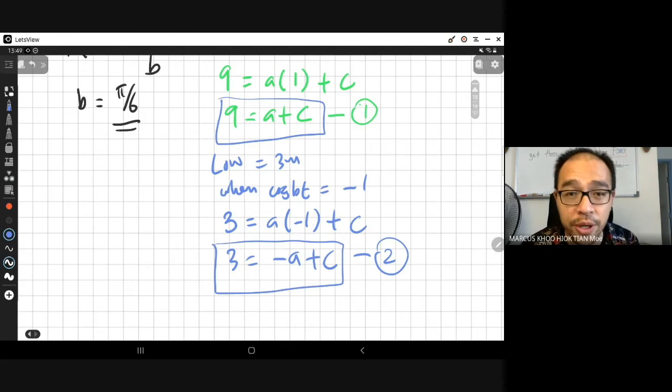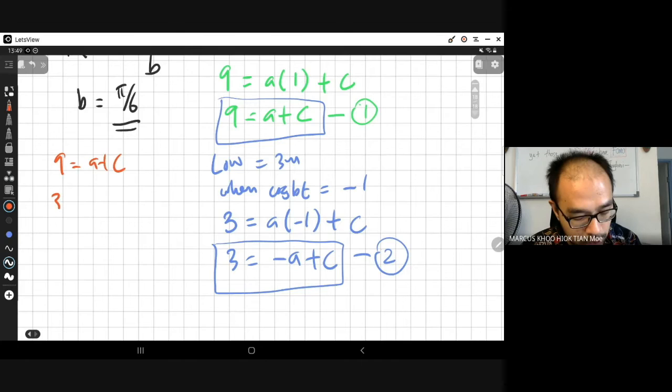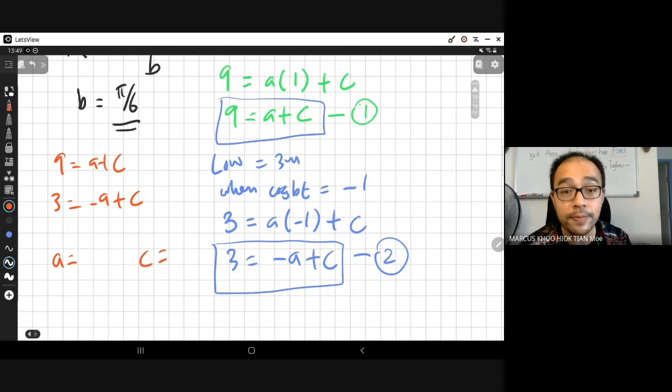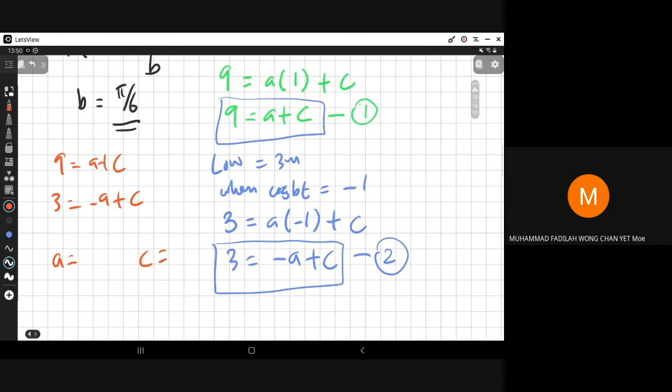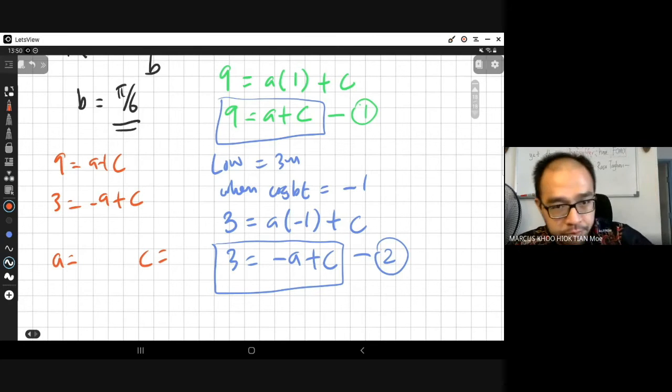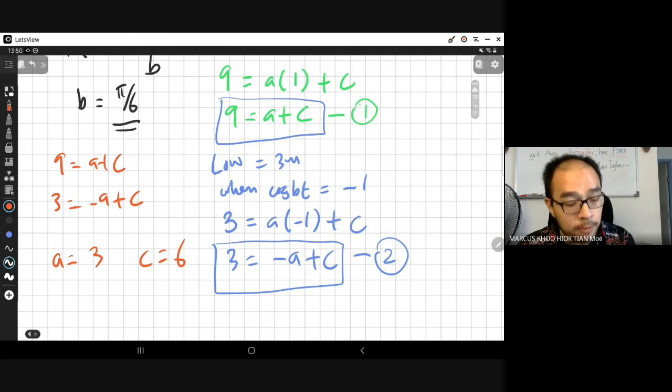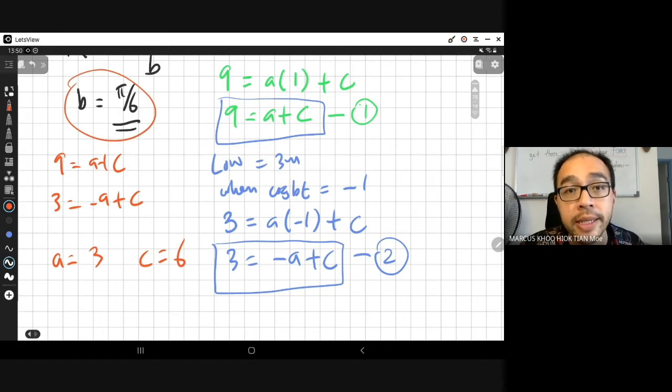Anyway, this one you can do with simultaneous equations. Can we do a quick run of the simultaneous equations, please? 9 equals A plus C, 3 equals -A plus C. Give me the values of A and C, please. Let's do it now. 3 and 6. So A equals 3, C equals 6, B equals pi over 6.